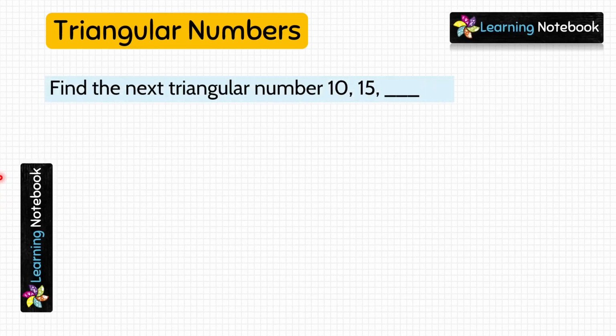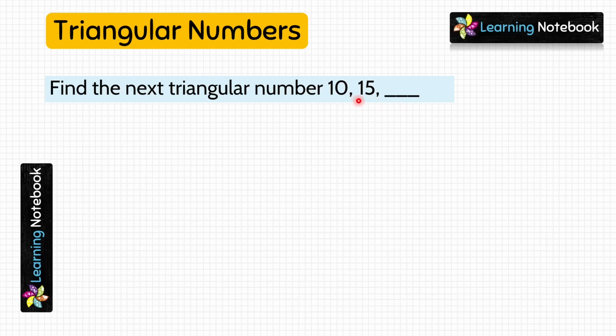Now let's do a different question. Question is, find the next triangular number: 10, 15 and then the next. So we are given two triangular numbers here, 10 and 15, and we have to find the next triangular number. So let's see how to solve such a question.